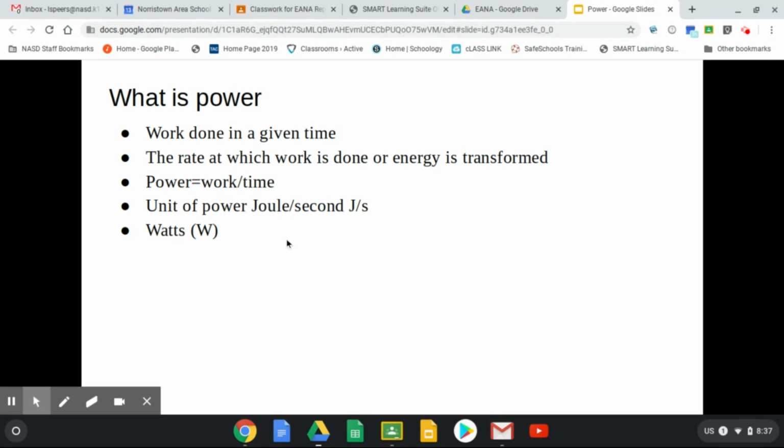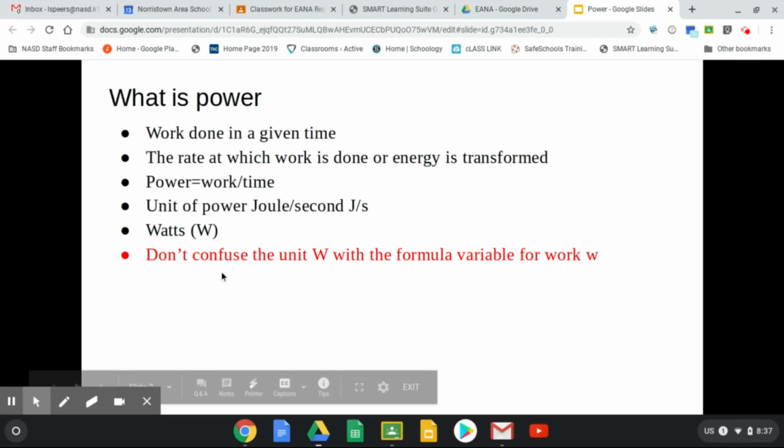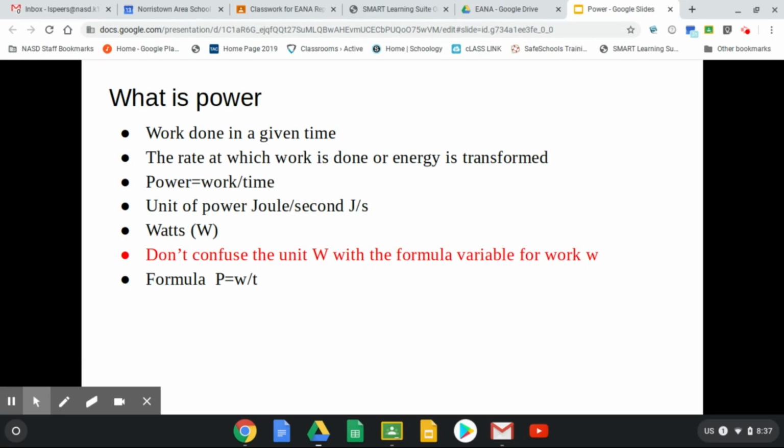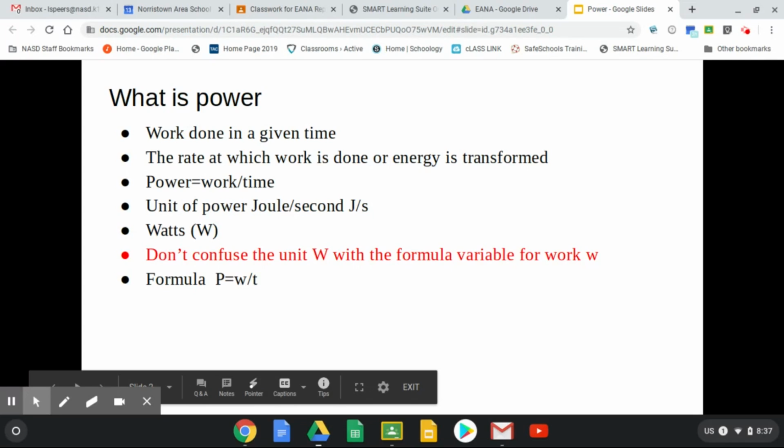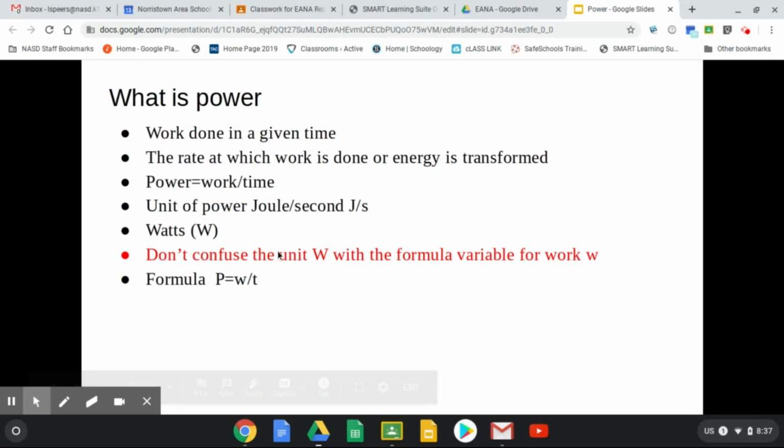Now this is going to cause a bit of confusion. Do not confuse the unit of watts, capital W, with the formula variable for work, lowercase w. When you write the formula, you're going to have a W in there as work. That is not a watt. Be careful about getting those things confused. So the formula is power is equal to work divided by time. Again, W for work and W for watt. Don't get them confused.